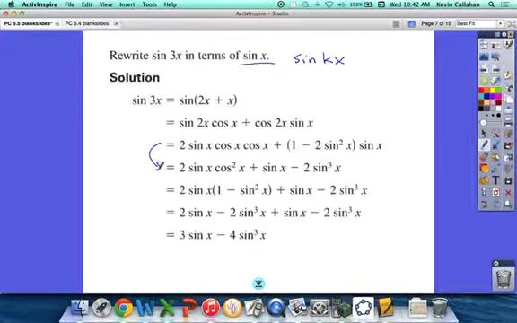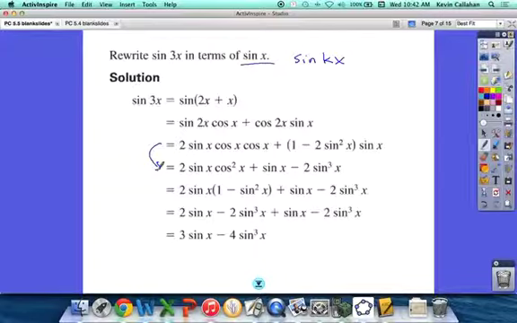Okay, now these are called power reducing formulas. And why are they power reducing? Because on the left, all of these are squared, and on the right, they're not. So you're going from something that's squared, has a power, right, to something that doesn't.